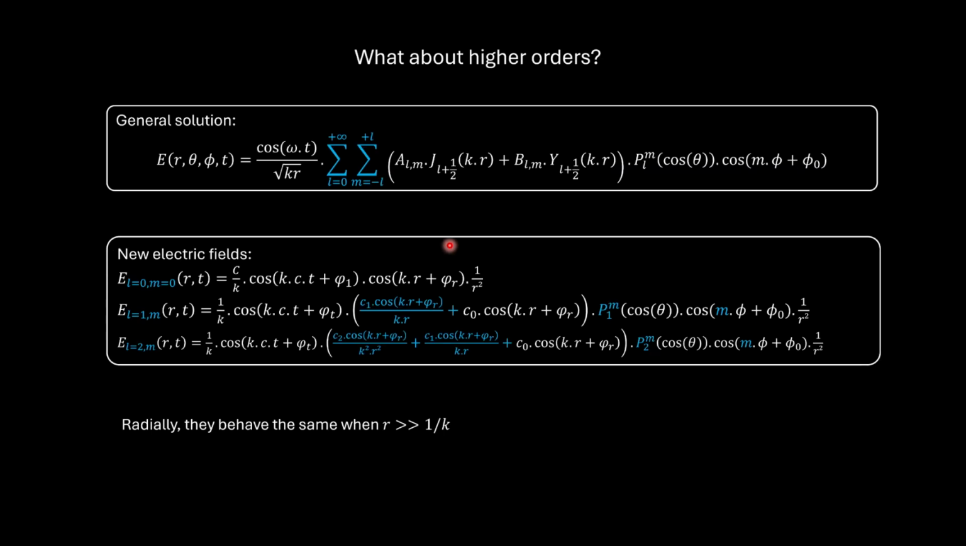And we did not discuss higher orders of the general solution. What do they look like? Like this, and we can see that they behave radially the same when r is far superior to 1/k. Remember, I told you to remember one equation. No worries, I copied it just there.